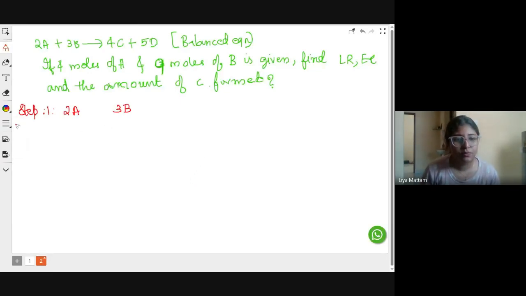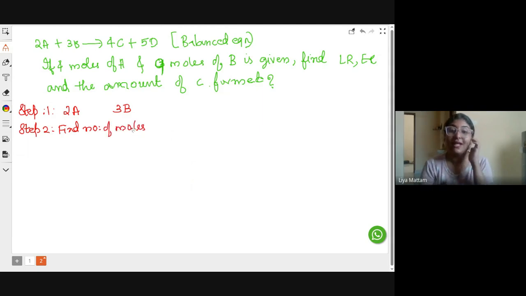Now, step 2. Step 2 is to find the number of moles. Here things got easier because in the question itself, the number of moles is given. But in some questions, they won't give the number of moles. You have to find it. How will you find the number of moles? We have an equation, right? Number of moles is equal to given mass by molar mass, or given volume by molar volume. We have studied a few formulas for number of moles. If the number of moles is directly given, it is very easy. Since it is already given, no need to find. I can write 4 moles of A is given, 9 moles of B is given.